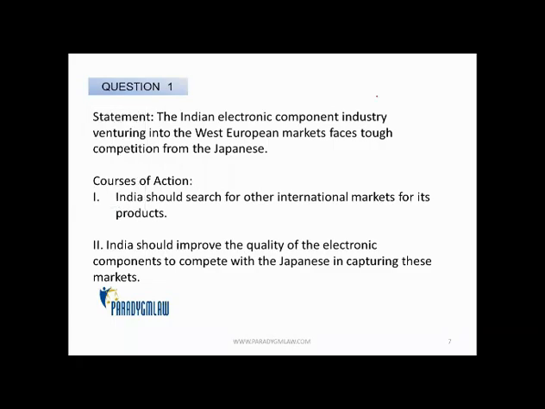Okay, so let's look at the first question. Now, like we saw the typical question in course of action, we are given the statement and 2 courses of action, right? So we have one statement here, which is followed by 2 courses of action. Now, the statement is, the Indian electronic component industry venturing into the West European markets faces tough competition from the Japanese. So the crux of the problem is that this industry is venturing into the Western European markets, and it's going to face tough competition from the Japanese.